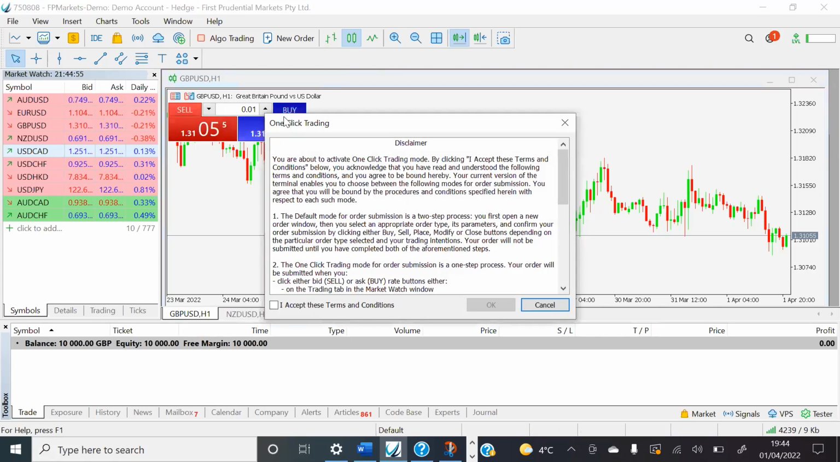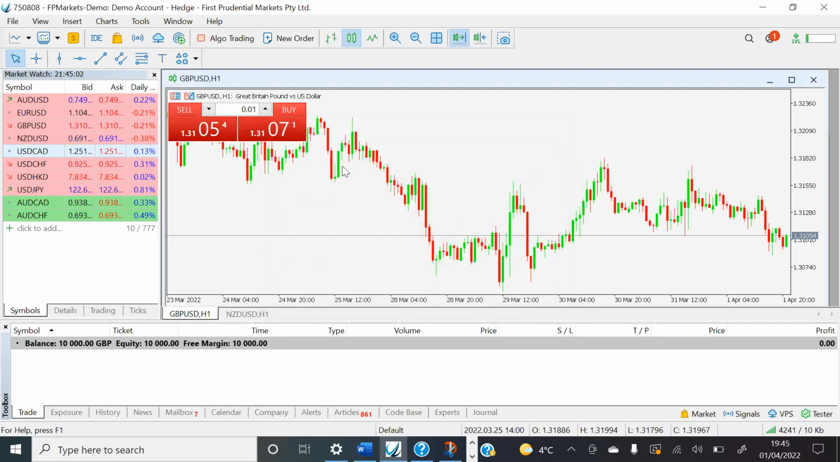Okay, and then where you see accept, click on accept, and that's gonna make it so you can go live into the market, and then click OK. Now you're all set up and ready to go. But I don't really like that type of green.